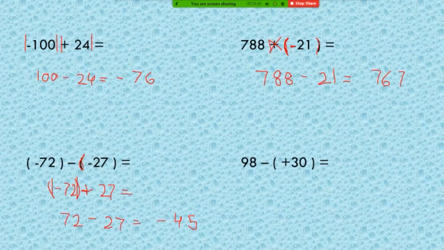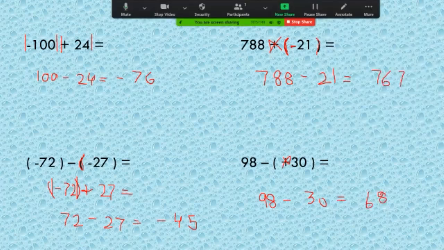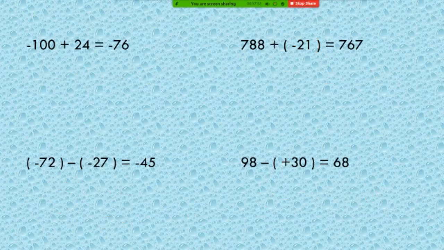Last, 98 minus plus 30. Now as I told you, with minus plus before and after a bracket, minus always wins. We'll cut this plus sign again, and it will be 98 minus 30. So our answer will be 68. So these are the answers.